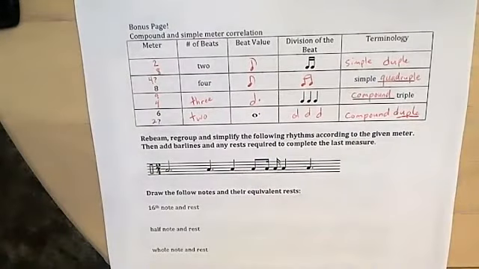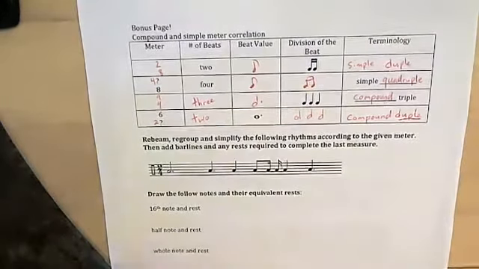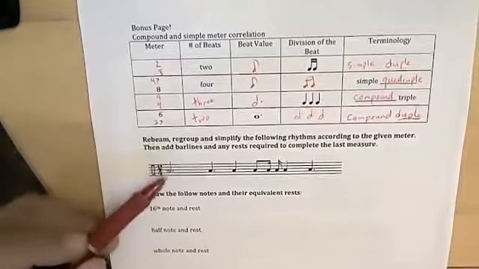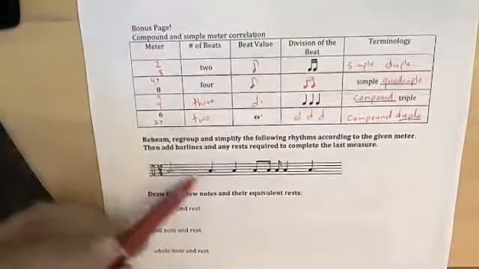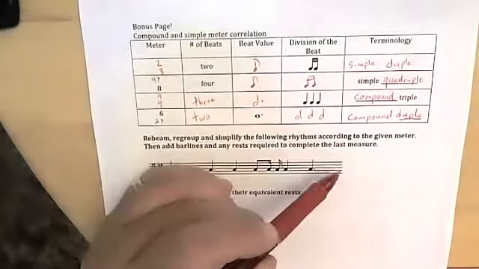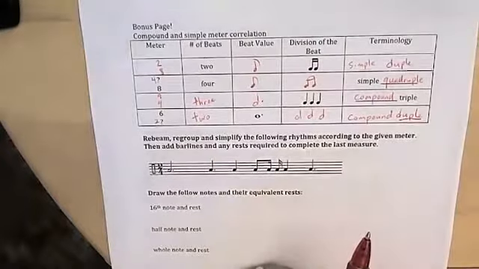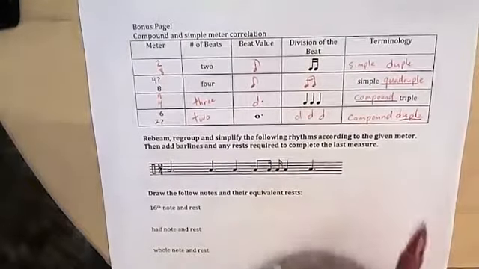Rebeam, regroup, and simplify the following rhythms, 1, according to the given meter. Then add bar lines and any rests required to complete the last measure. So we are going to rewrite this so every beat is clear and bar lines are there. And if we have leftover at the end, we'll add more rests to fill out the entirety of the measure.